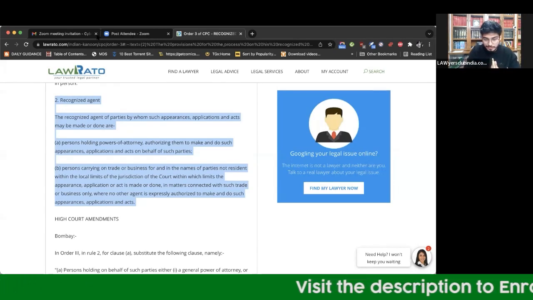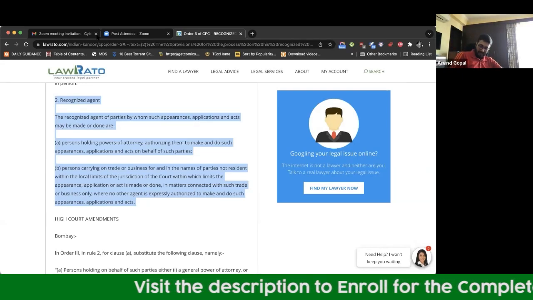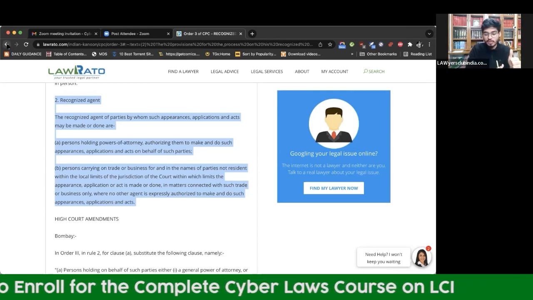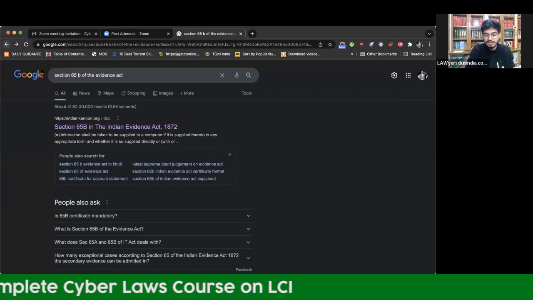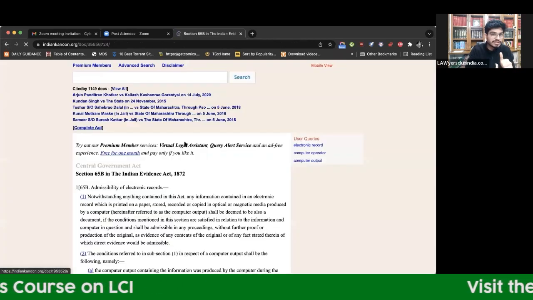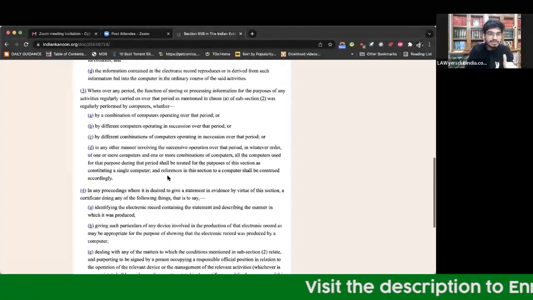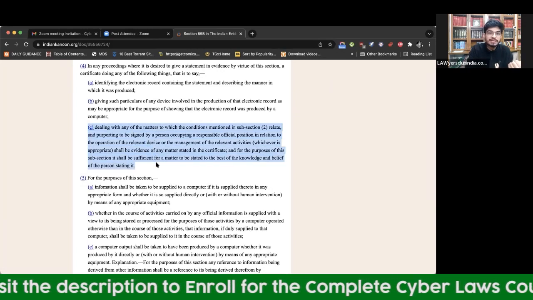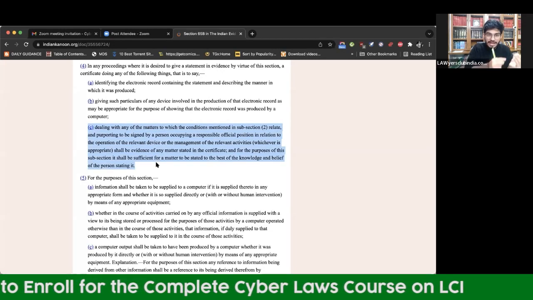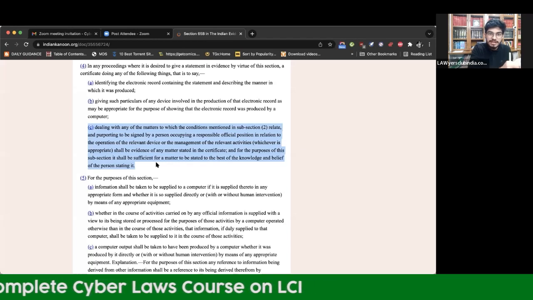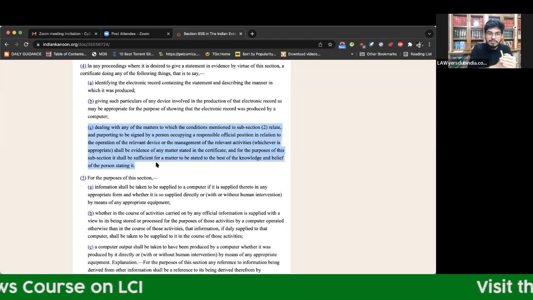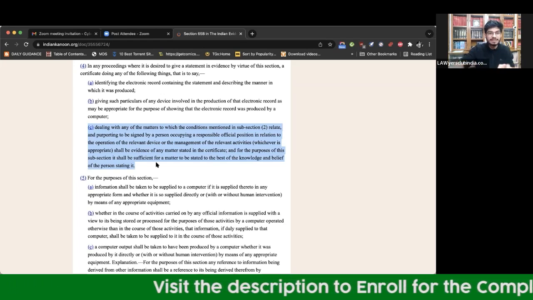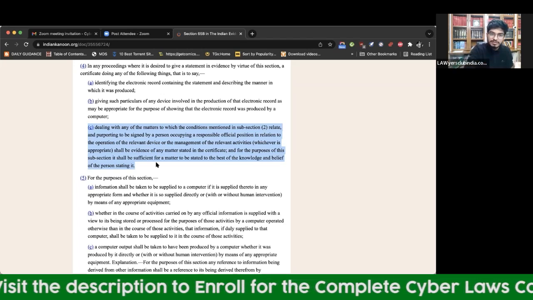Okay. So, coming back to 65B. Now we were talking about how it says purporting to be signed by a person occupying a responsible official position in relation to the operation of the relevant device. First of all, the important word is purporting to be signed, because we are not sure if the person has signed or not. The person is purported to have signed that document, because the affidavit is being made by us sitting at home. This is being made at our place or residence or leader's house. So purporting to have been signed by that person, and also purporting that that person has a responsible official position in respect of that device.